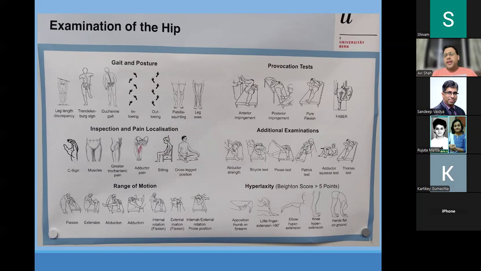Check for pain and movement in sitting and cross leg. Then range of motion, as we discussed. Then the provocative tests: your anterior, posterior, flexion, and FABER. These are at least the basic provocation tests that you should be doing. Then the additional examination of the abductor strength, the adductors, the psoas, the rectus, and the Thomas test. And then last, always check for ligamentous hyperlaxity.